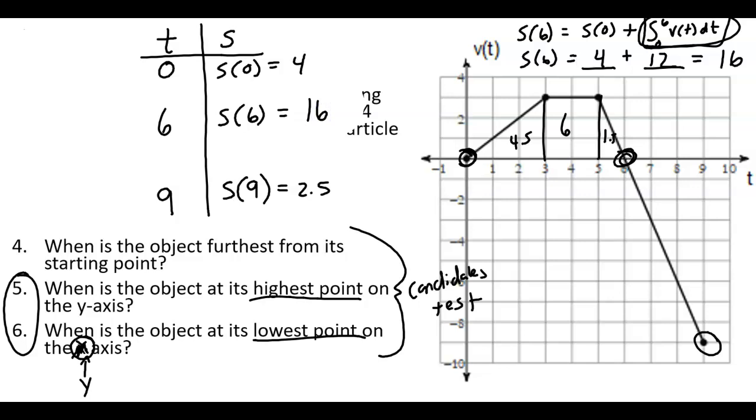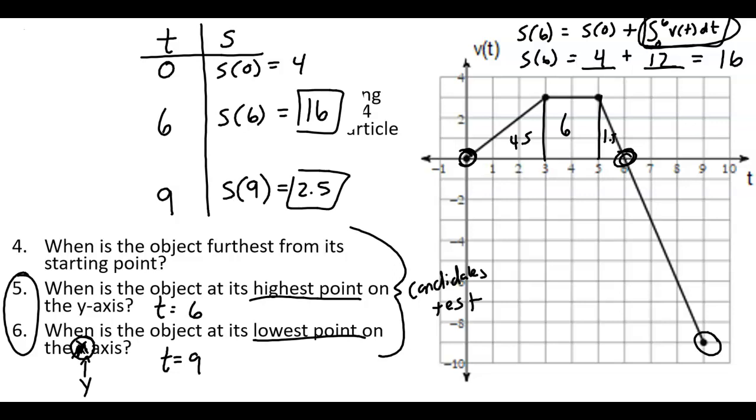All right, and so now we're ready to answer these 3 questions. Let's start off with number 5. When is the object at its highest point on the y-axis? Well, that would be at t equals 6. At t equals 6, we're at a height of 16 units up the y-axis. When is the object at its lowest point on the y-axis? That would be at t equals 9, because that's the lowest number for the output of my position.